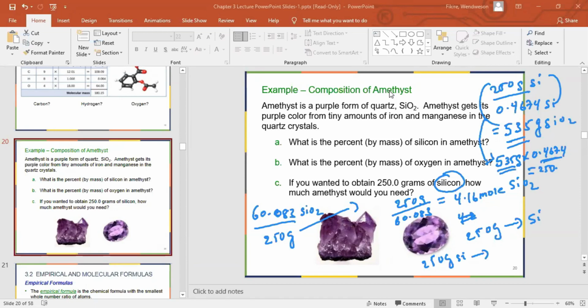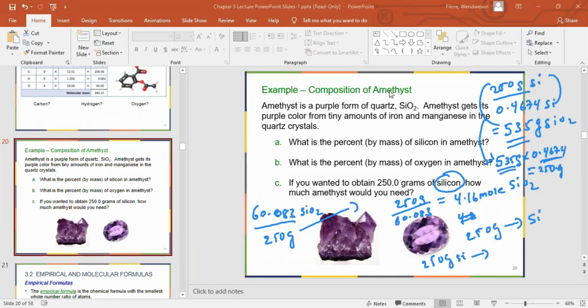Do you see that? Yeah, I would just do that to show it by reversing it. So to show you that we got 250 grams of silicon, 535 multiplied by 0.4674, what do you get? 250.059. I just rounded that to 250 though. So that is 250 grams of silicon. So that's the answer?